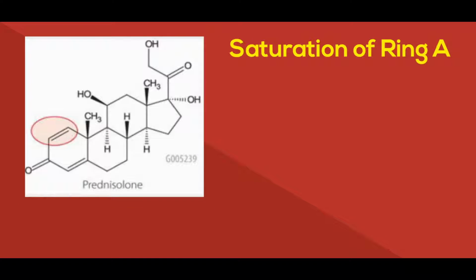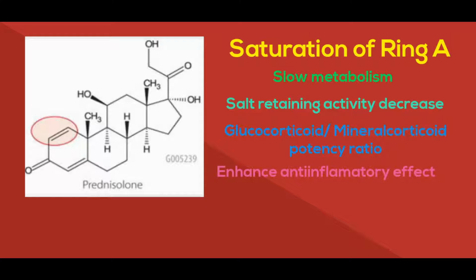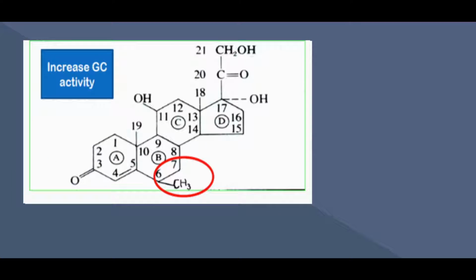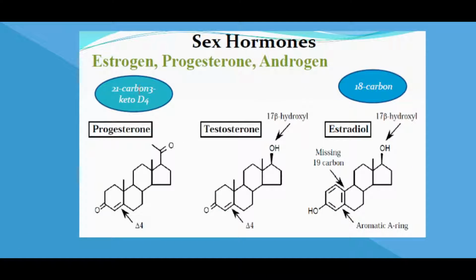Additional unsaturation of ring A enhances the glucocorticoid to mineralocorticoid potency ratio, and the compound is also metabolized more slowly than hydrocortisone. Changing the single bond between carbon 1 and carbon 2 into a double bond enhances the anti-inflammatory effect relative to the salt and water effect. Testosterone lacks the 2-carbon side chain attached to the 17th position, making it a 19-carbon steroid.